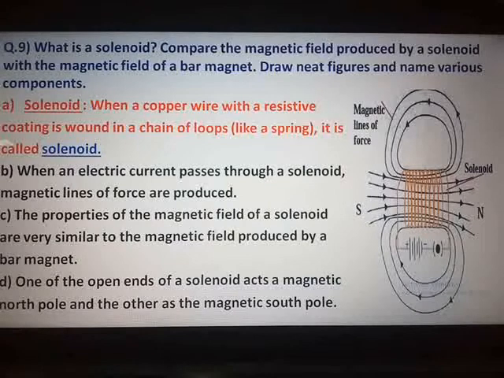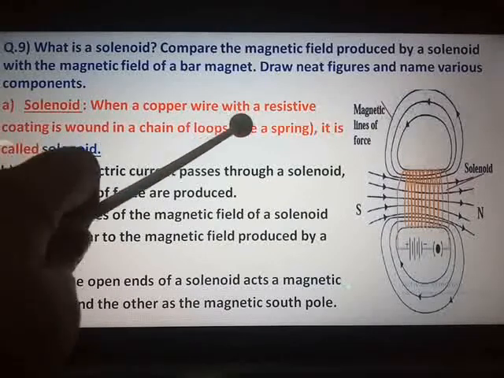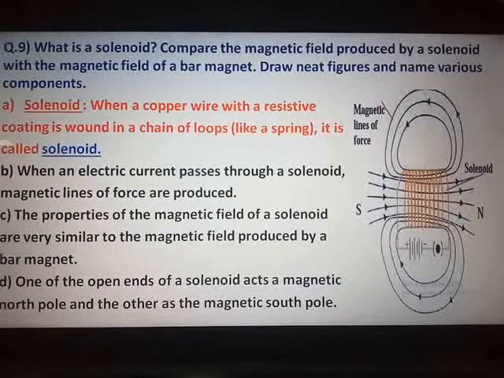So you can see on page number 54, the heading is given magnetic field due to a current in a solenoid. Under that, the first point, when a copper wire with a resistive coating is wound in a chain of loops like a spring, it is called a solenoid. So first part is answered.